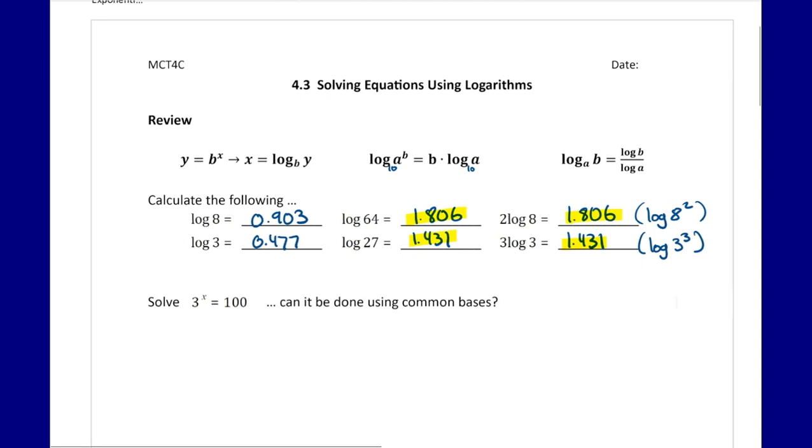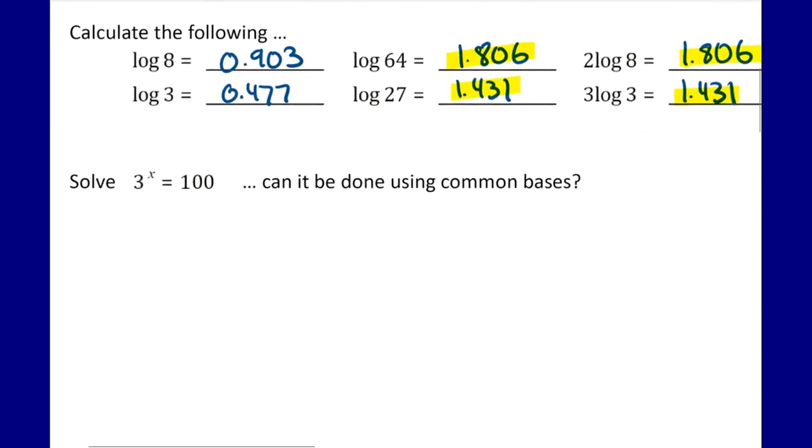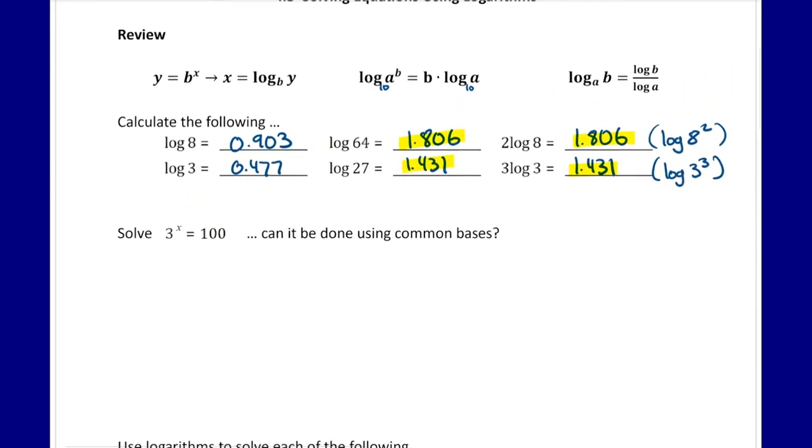So for example, let's try to solve 3 to the power of x equals 100. Can it be done using common bases? In this case, no. We can't rewrite 100 as a power with base 3, so we can't solve this with common bases. There is a way that we can solve it though, and we're going to be able to solve it using logarithms.